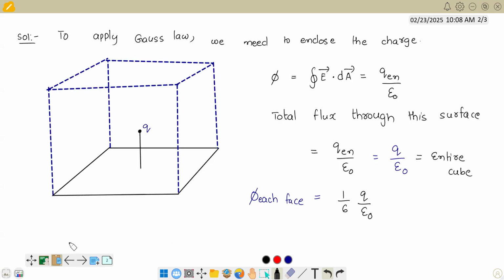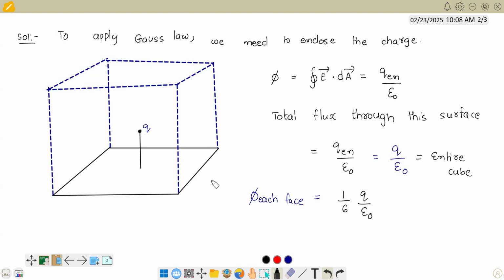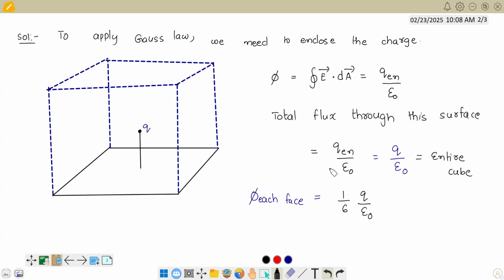But anyway, I will explain it a little bit again. Whenever you need flux through a side, or flux through the entire space, the first thing we use is Gauss law. While using Gauss law, we surround the body on all the sides. To surround it, this is one side of a square, and we have constructed imaginary squares. Once you surround on all the sides, flux is charge enclosed by epsilon naught. Since we have 6 faces, on each face it is 1 by 6 q by epsilon naught. Substituted everything.